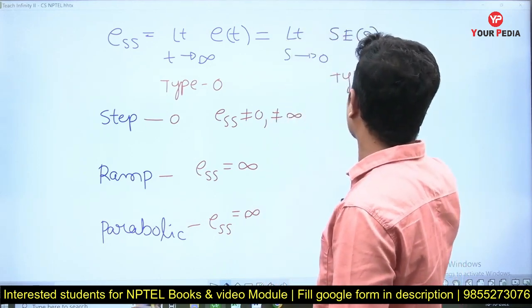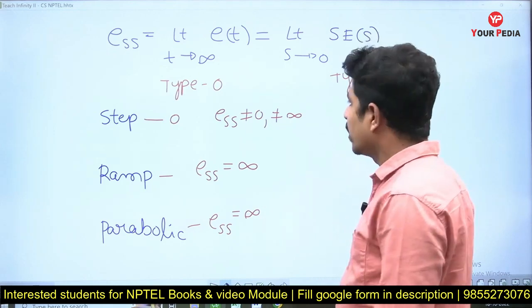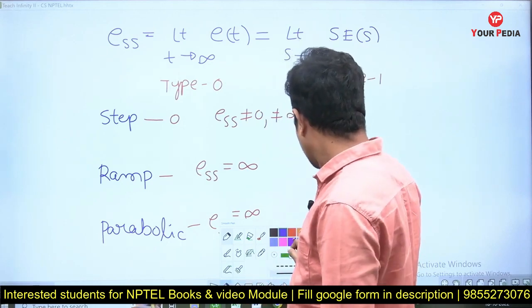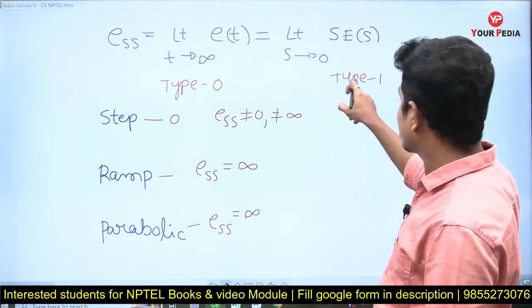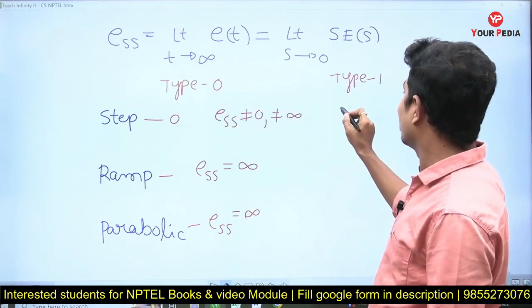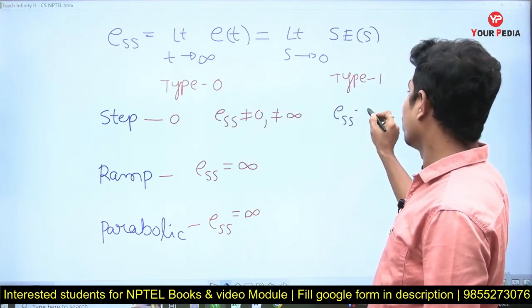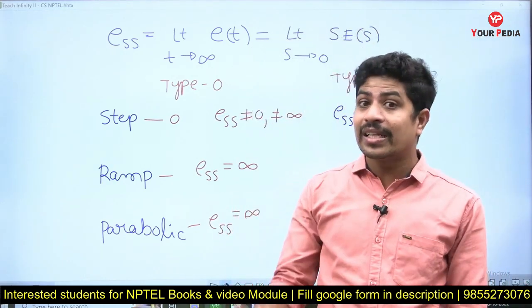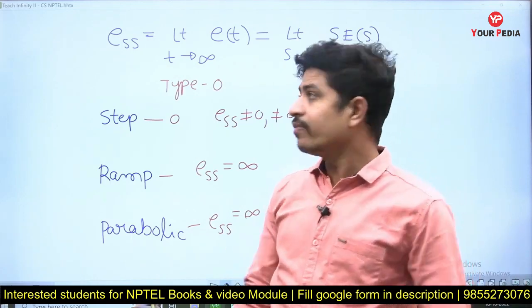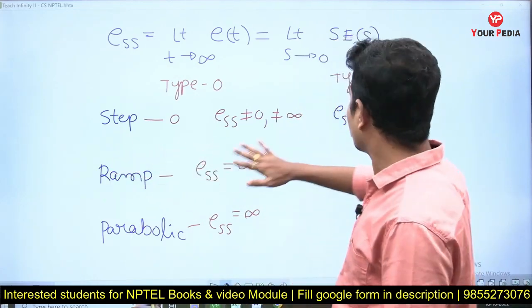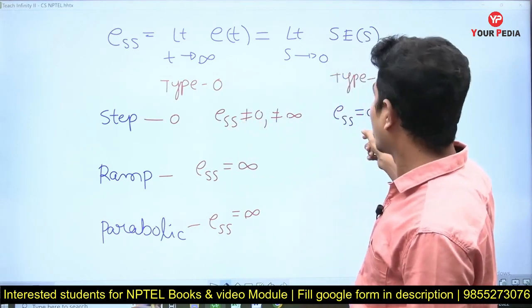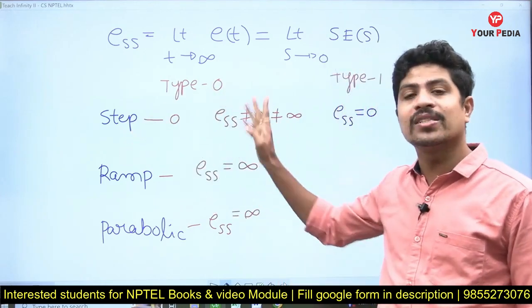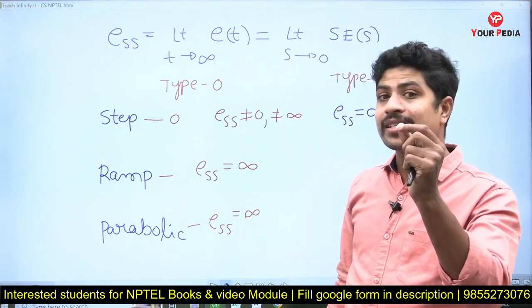Let's take type 1. If I am giving step input to type 1 system, error will be exactly 0. Means if you want 0 steady state error in your application, then this type of configuration you have to select. If your input is fixed as a step, then you select type 1 system. Then that will give steady state error as 0.